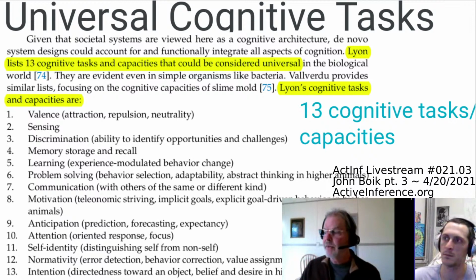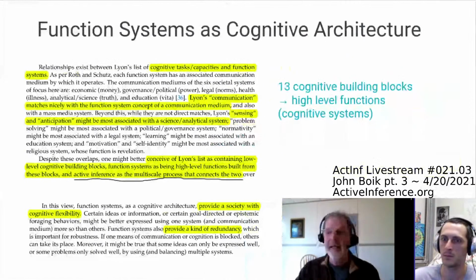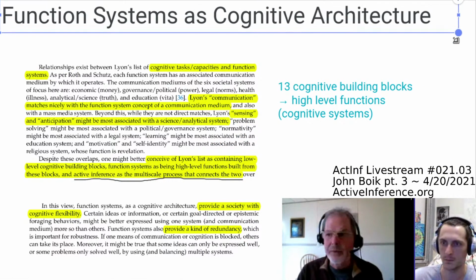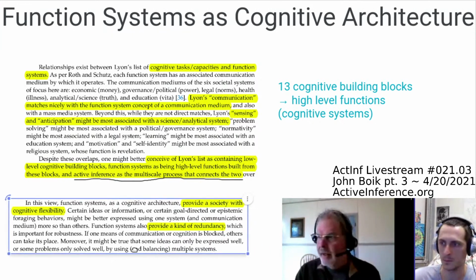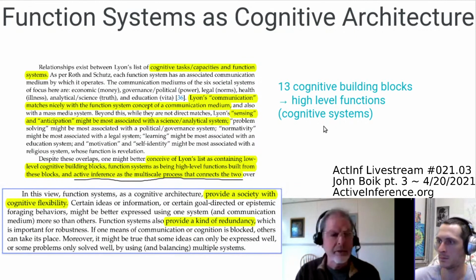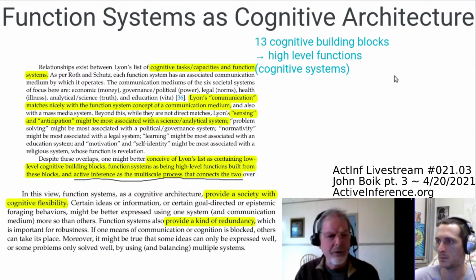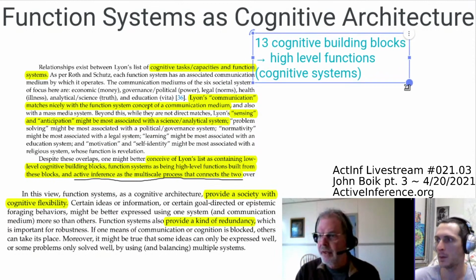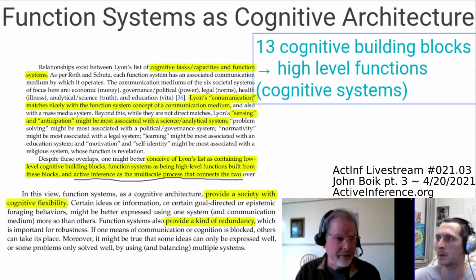So we can think of these as occurring in every organism. And the next slide brings the two ideas together: the idea of function systems and the idea of these universal cognitive tasks. How do they relate to each other? I'm offering that, in a sense, these 13 cognitive tasks are building blocks for the higher-level functions. So, for example, an economic system, say in the function view, might involve all 13 tasks in one capacity or another.